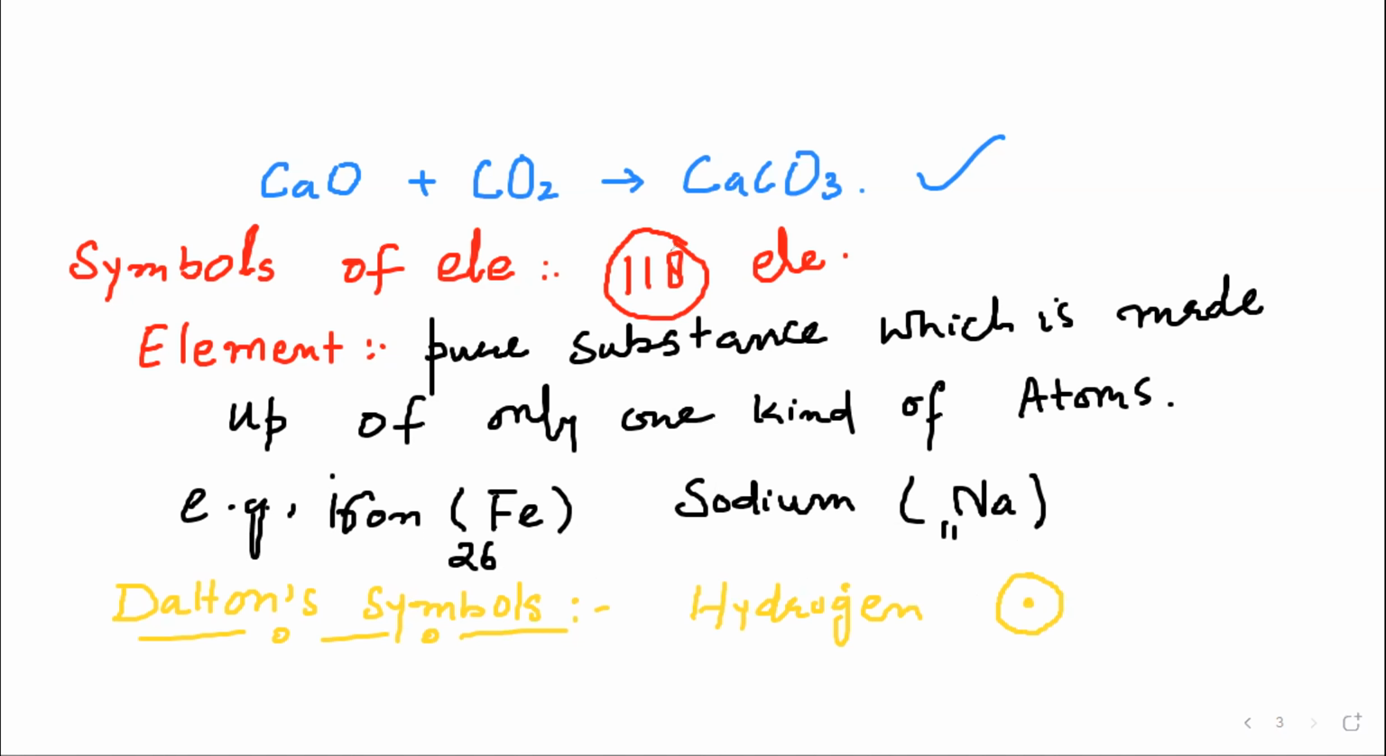Got it? So it is the symbol given by Dalton in order to identify these. For example, for carbon he gave the symbol of a circle filled completely. Similarly, for oxygen he represented it by a circle that is not filled inside. The difference between carbon and oxygen is that one is empty and the other is filled, right? Is my voice audible?